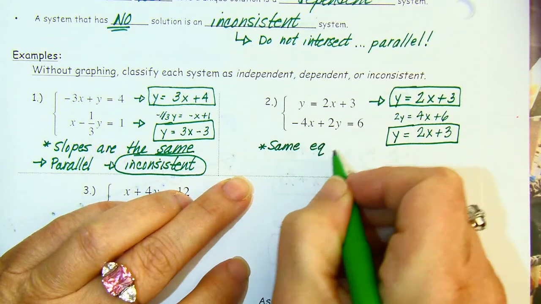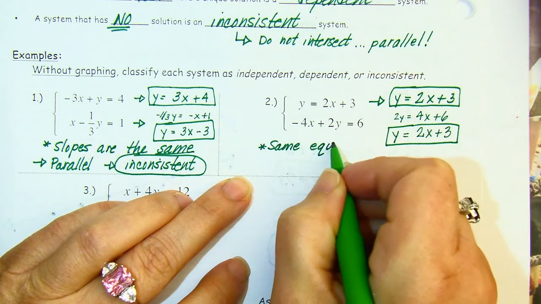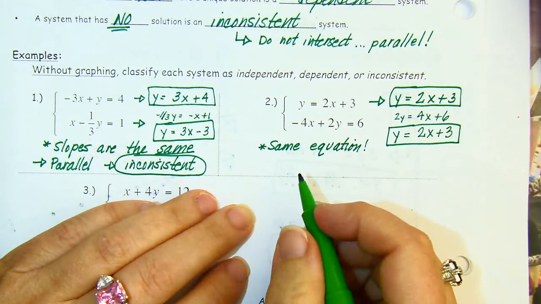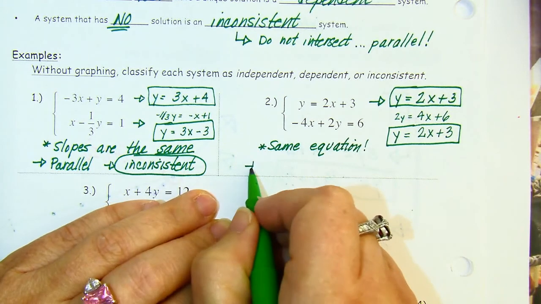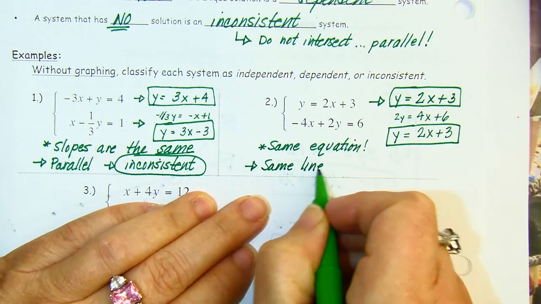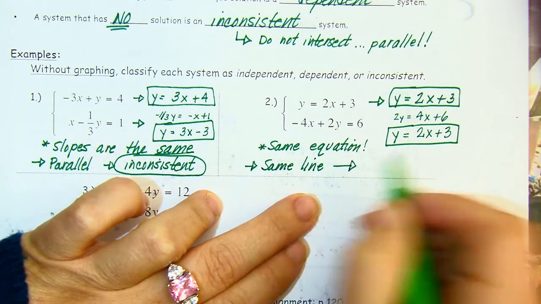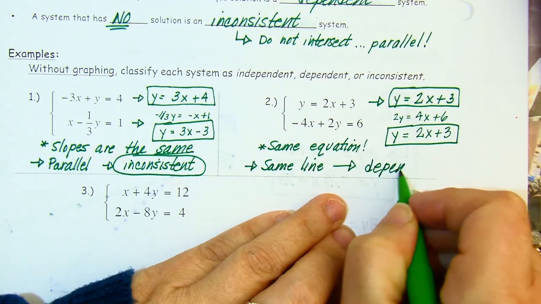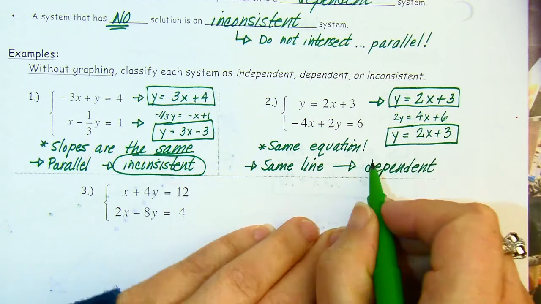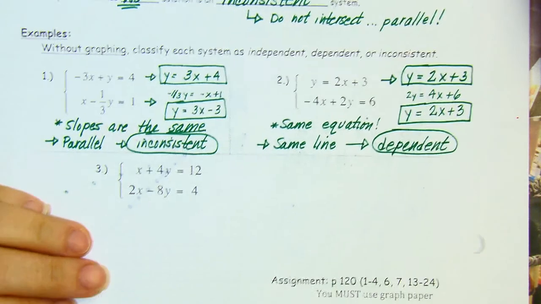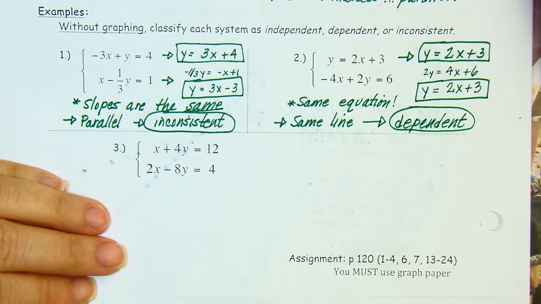This would be a line graphed right on top of itself. So, since it's the same line, we say that the system is a dependent system. And finally, the last one is another system.